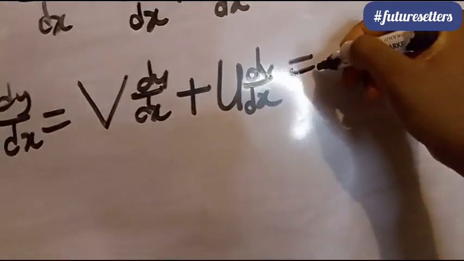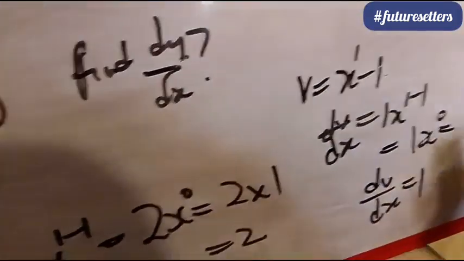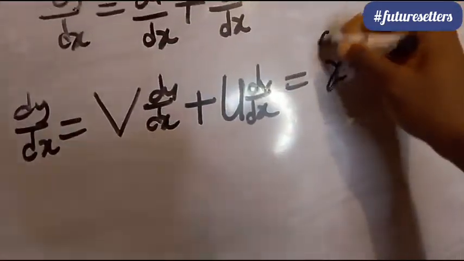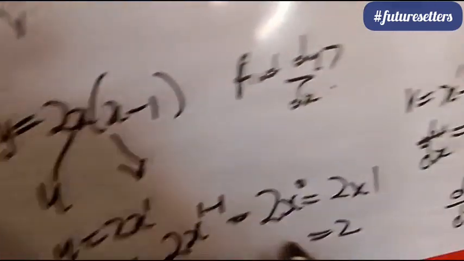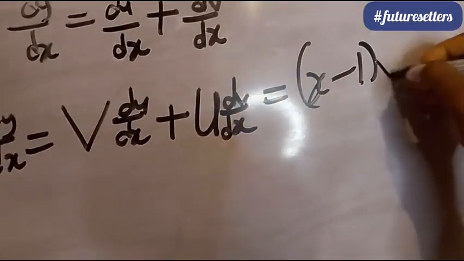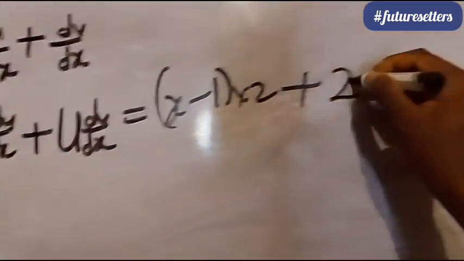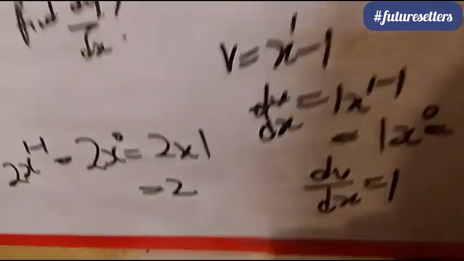So to solve this, all you need to do is come to this formula, which I said is v du dx. What's v? Check here for v. v is x minus 1. What's du dx? du dx is 2. Then what's u? u is 2x. Then the next part is, what's dv dx? dv dx is 1.